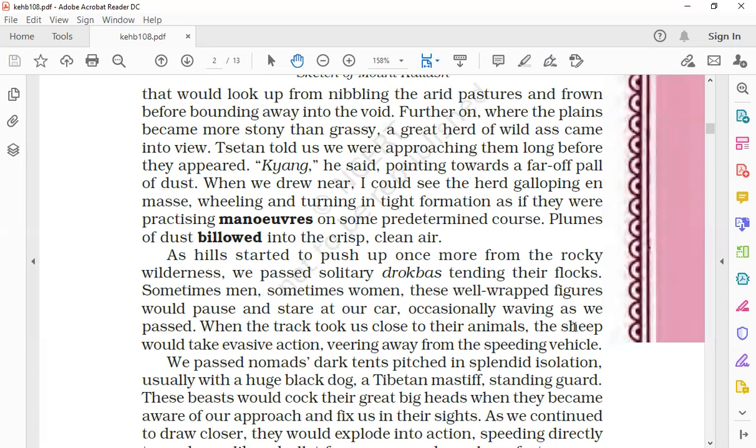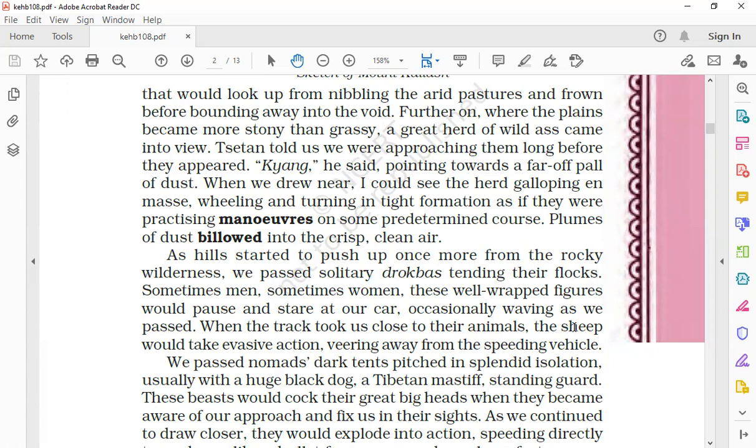So we passed nomads' dark tents, pitched in splendid isolation, usually with a huge black dog, a Tibetan mastiff, standing guard. As they moved further, they witnessed nomads' tents, which were dark and in complete isolation, and a big black Tibetan dog standing as their guard.